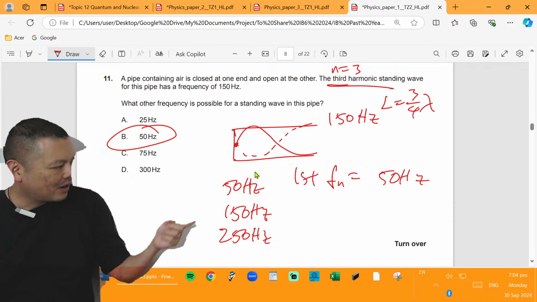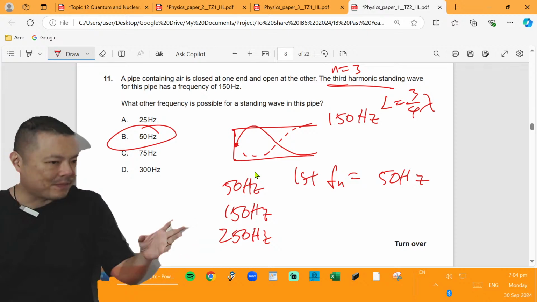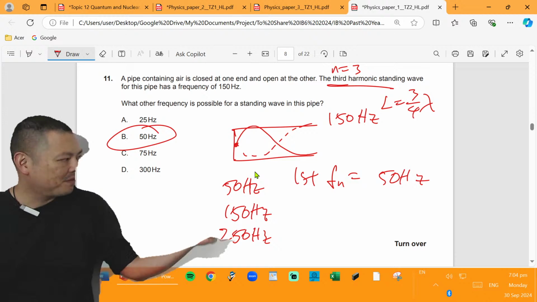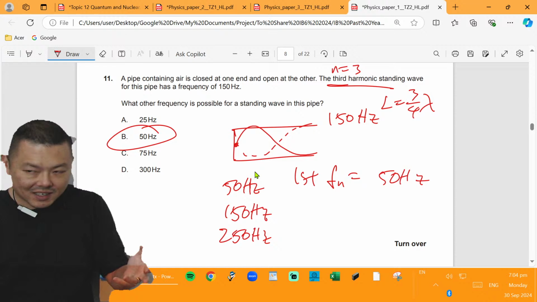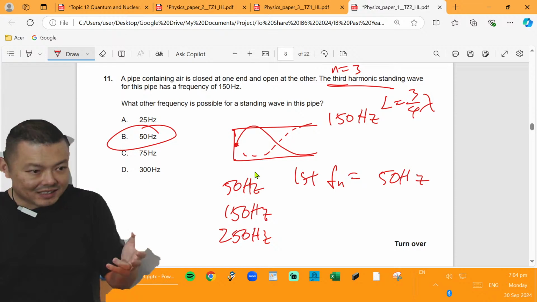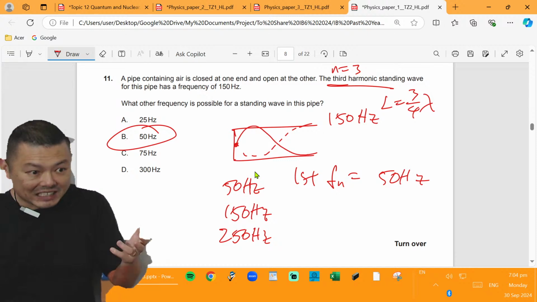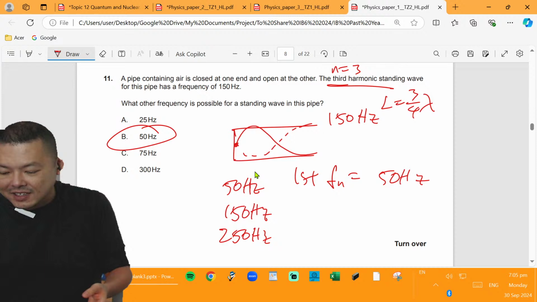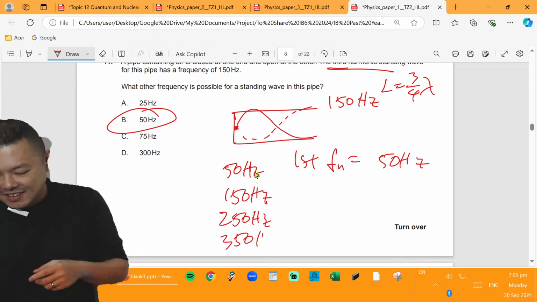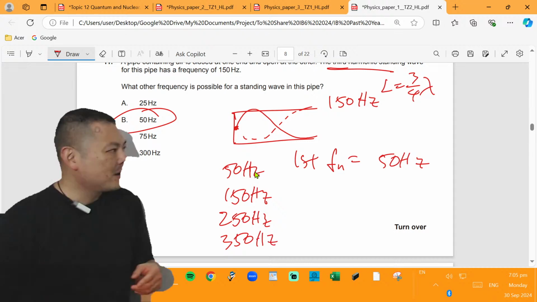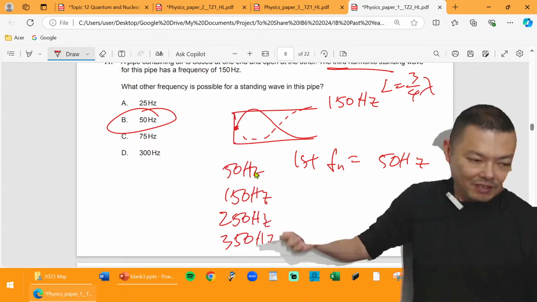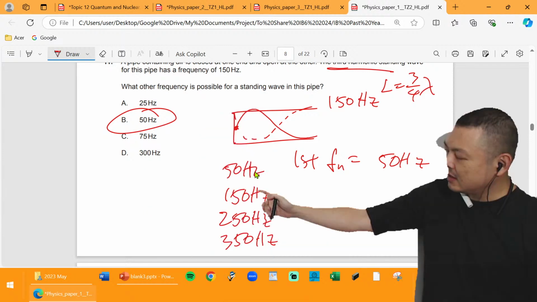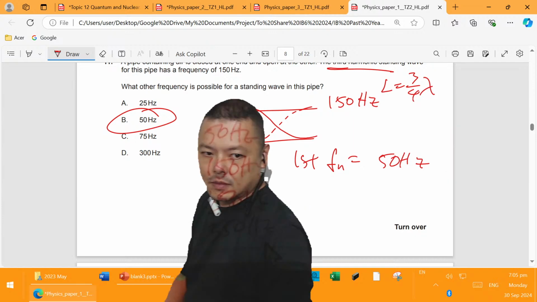First harmonic, third harmonic, fifth harmonic. Fifth harmonic times 5, 250. Next one is what? 350 hertz. That's why D is not an answer. Because some students will also think, hey, but 50, right? Then the next few, how come 300 cannot? This is the reason why. Because this is first harmonic, third harmonic, fifth harmonic, seventh harmonic. Okay? Good. Next one.